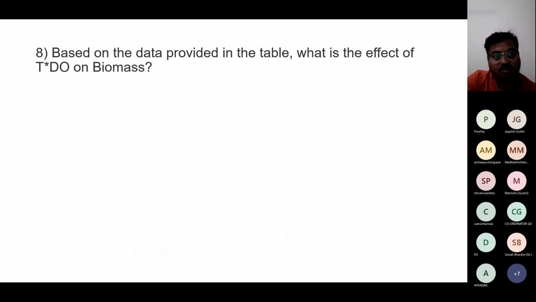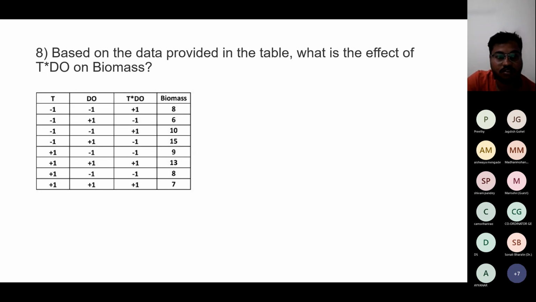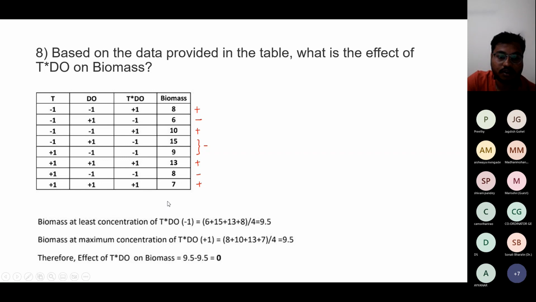So the next question is, what is the effect of temperature into dissolved oxygen on biomass? Again, we have the column for temperature, we have the column for dissolved oxygen. We'll make a new column for temperature into dissolved oxygen, and then we'll separate out the positive and negative values based on the third column. We'll take the average for the negative values, take the average for the positive values, and subtract the average for negative from the average for positive. In this case, it turns out to be 0. So this interaction term has no effect on the biomass.